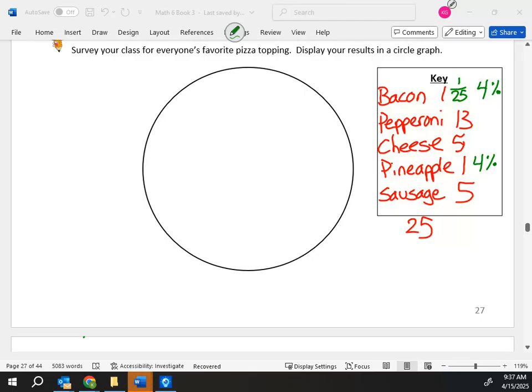Next we have 13. So 13 out of 25 people chose pepperoni. 13 divided by 25 would be what percent, Adeline? 52%. And then we have 5 out of 25 would be what percent? Aiden? So what percent would that be? 2%.